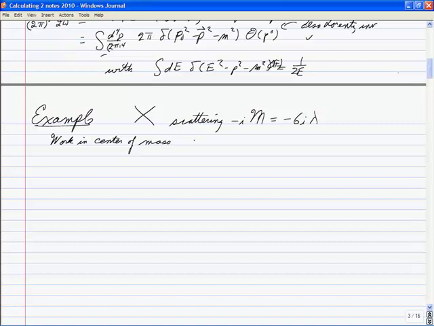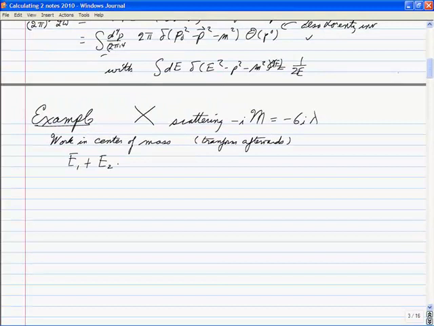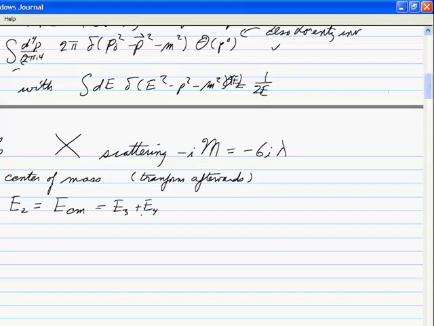Okay? And we'll do that, and then we'll transform to any frame afterwards. Okay, so that's almost always what you do if you're calculating something like this. So in this case, all the particles are the same. So in the center of mass, we have E1 plus E2 is E, the total center of mass energy. Okay, E3 plus E4 is also E, that's always the case. And all of these are the same.